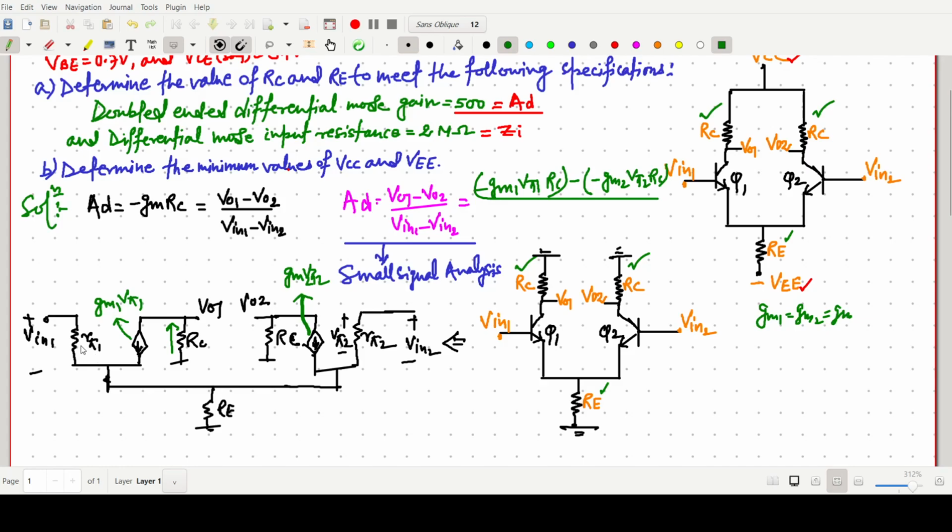So V in 1 is nothing but simply this voltage V pi 1, and this end is nearly virtual ground, so this value VE is nearly 0. So V in 1 is nothing but simply V pi 1 minus V pi 2. Okay, it is very simple thing. This V in 1 is same as that of V pi 1, and V in 2 is nothing but simply V pi 2, because this whole node will be virtual ground. I have already discussed this thing, virtual ground. So this one will be 0, so V in 1 will be same as that of V pi.